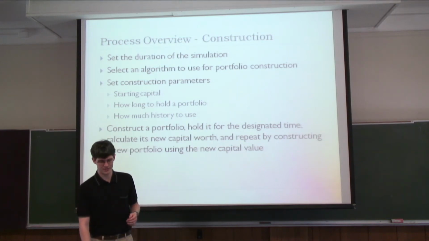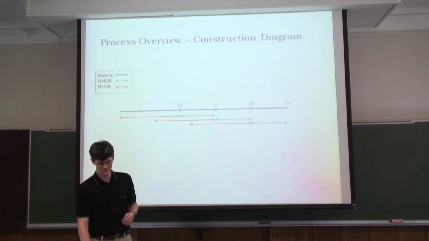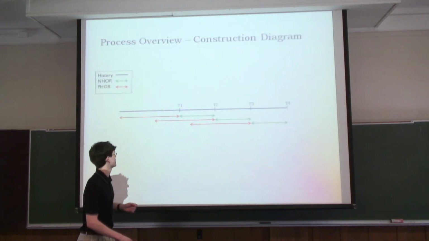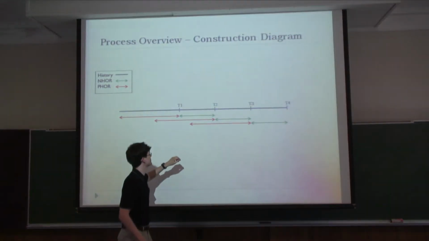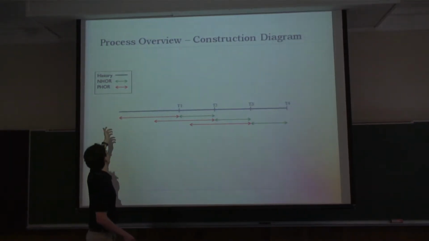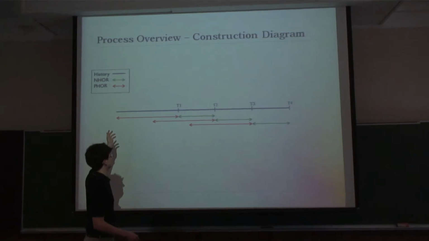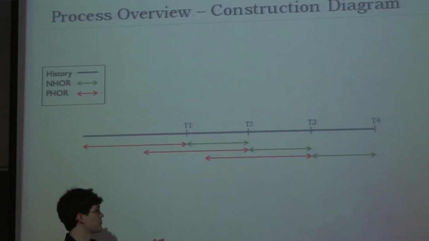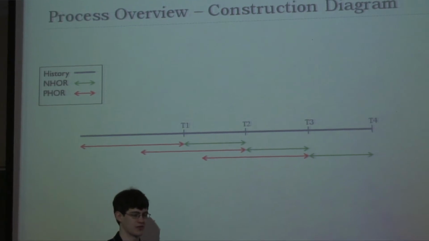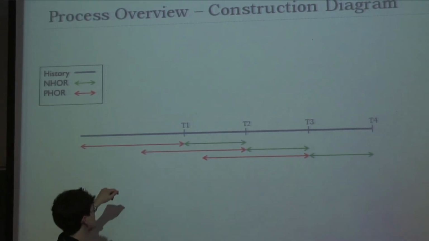And the last part you'll just see in this next slide, really. This is kind of a diagram of what's going on. If you let the blue line be the complete history of data that you have, the red lines have special names. N horizon is the number of days you hold a portfolio for before you trade it in and construct a new one. Then P horizon is how far back you look.